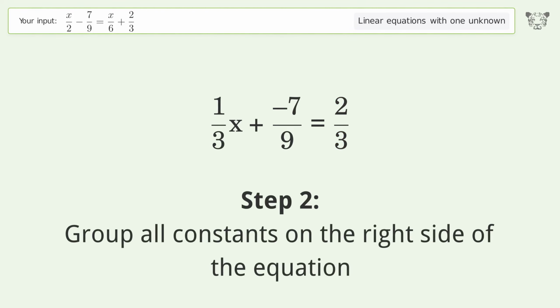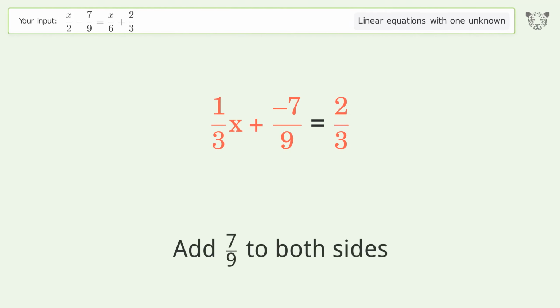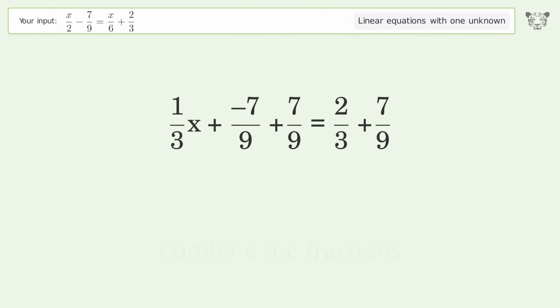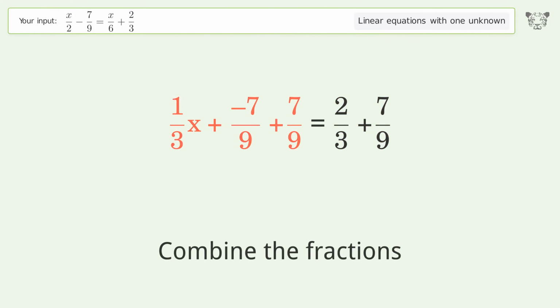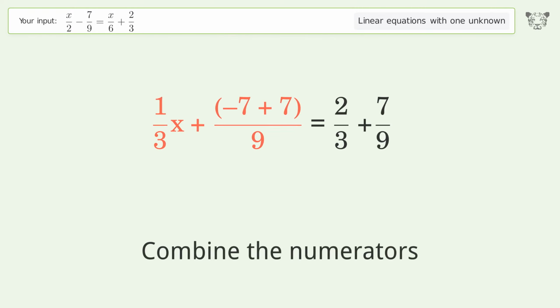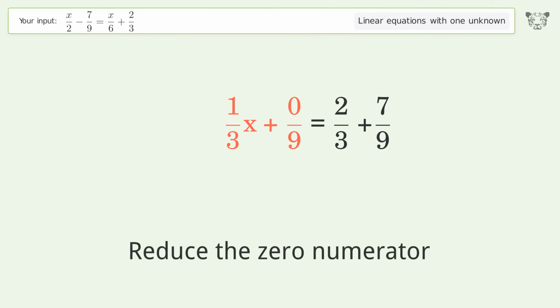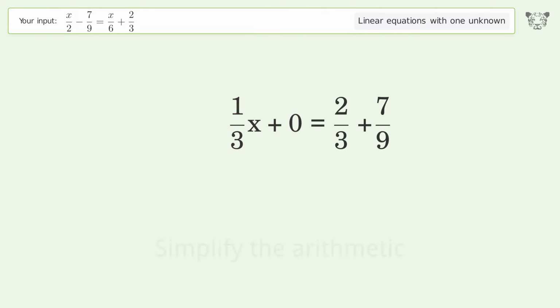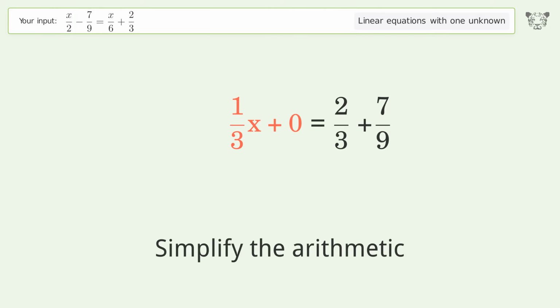Group all constants on the right side of the equation. Add 7 over 9 to both sides. Combine the fractions. Combine the numerators. Reduce the zero numerator. Simplify the arithmetic.